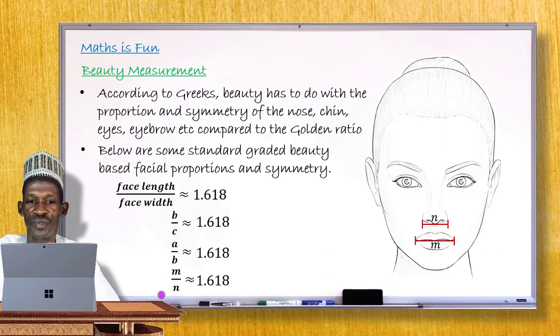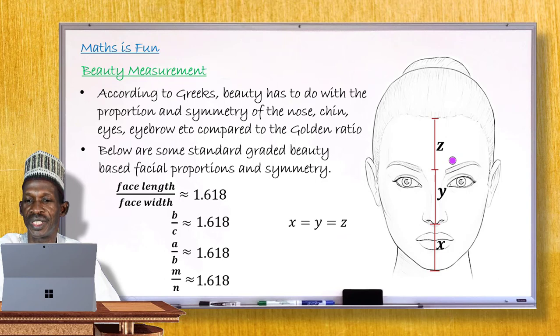Let me move to the symmetry of some of the face parts for a very perfect or most beautiful face. The length from the beginning of the forehead to the starting of the eyebrow, from the start of the eyebrow to the end of the nose, and from the end of the nose to the end of the chin. These three distances are supposed to be equal for the most beautiful face.